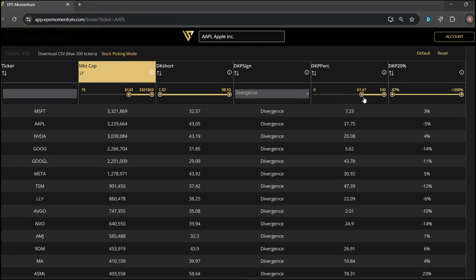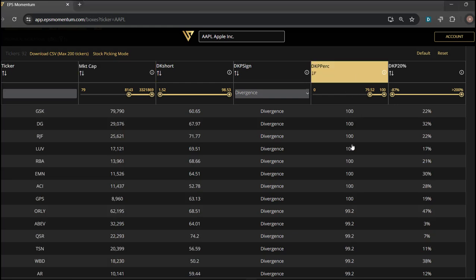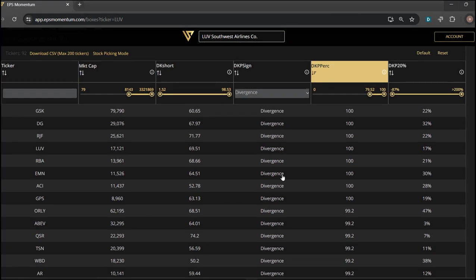The second thing you can look at is the percentile. The percentile tells you how high the value of the dark short is compared to history. So if we sort by the maximum 100 here, we can see that many names are hitting their high. So LUV, for example, the dark short has never been higher than this. It's 100 percentile, right? So it's really, really high. So there's a lot of institutional buying in the name right now. Will it mean a rally? Maybe. But it's very important to see those abnormal points in this data set.